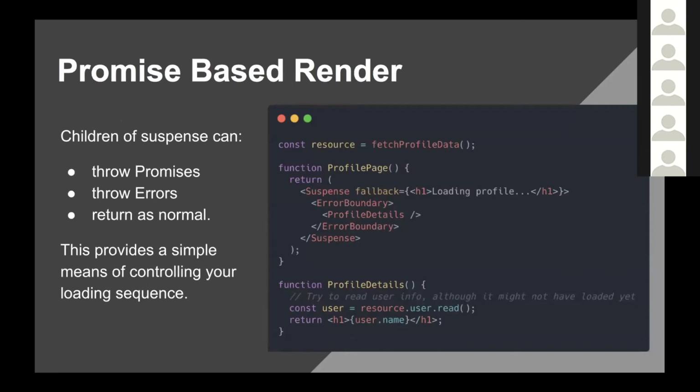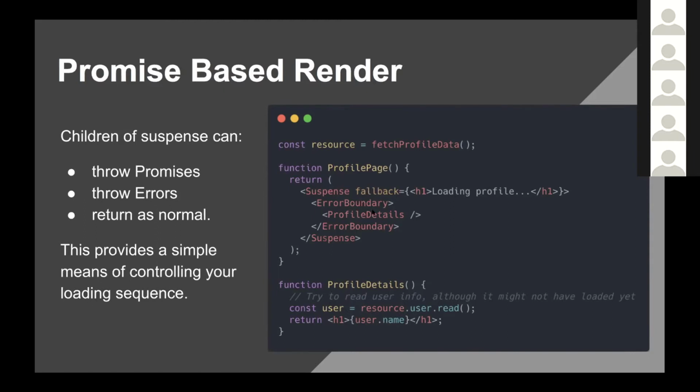So this is a bit closer to an example of what a promise-based render is going to look like. We've got some profile page here, and inside it we've got a suspense boundary and an error boundary. Again, this error boundary is some component we would define somewhere, it just handles errors. There are some really good examples in the React docs, and I've got one in the code I'm going to show you here in a bit.